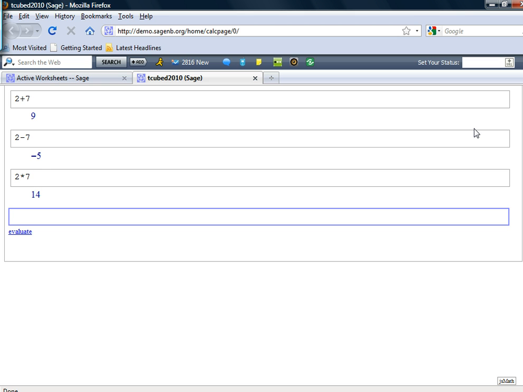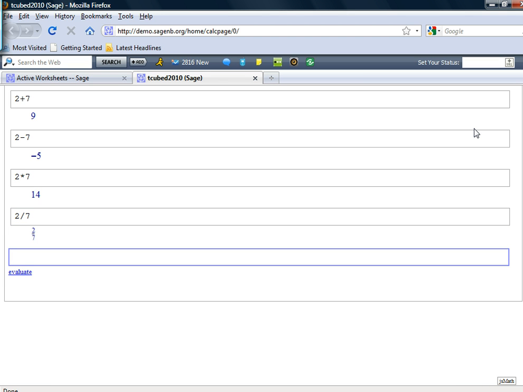The minus is the dash. 2 divided by 7. Well, yeah, thanks a lot. What if I wanted the decimal version? And I hinted at this a minute ago. There's a way to convert it. Yeah, there's the n function for numerical, right?